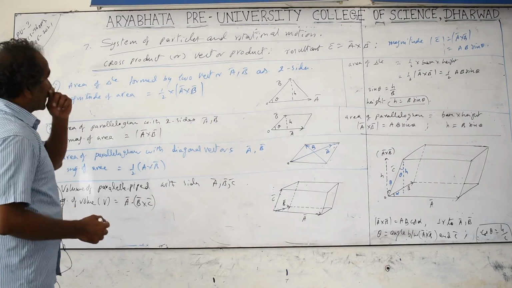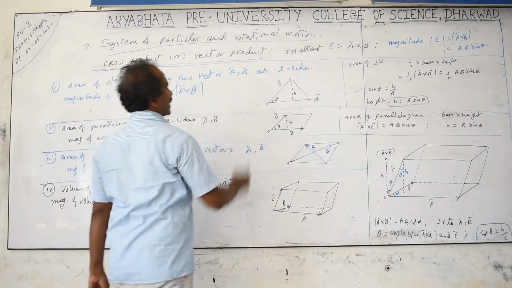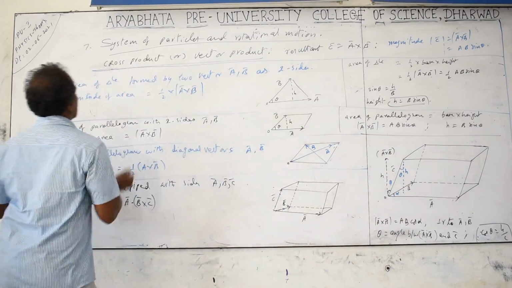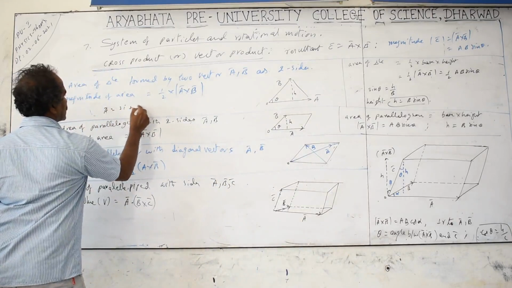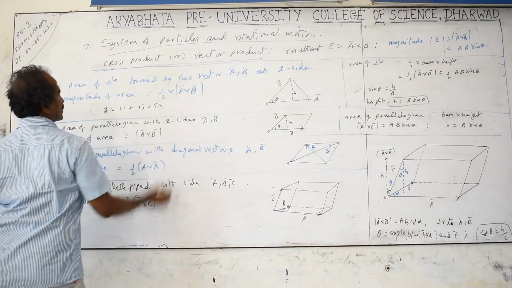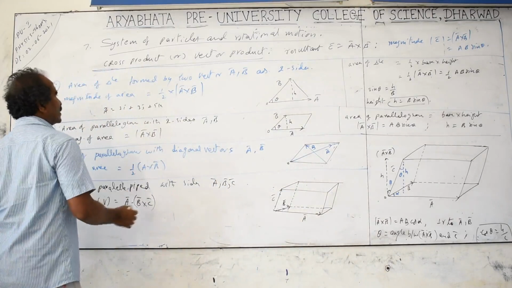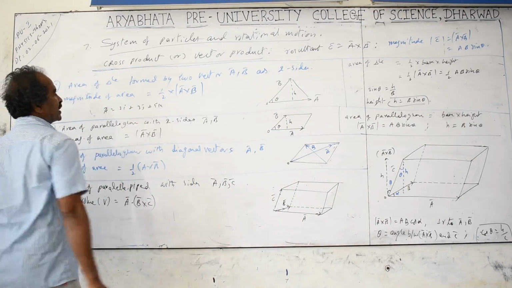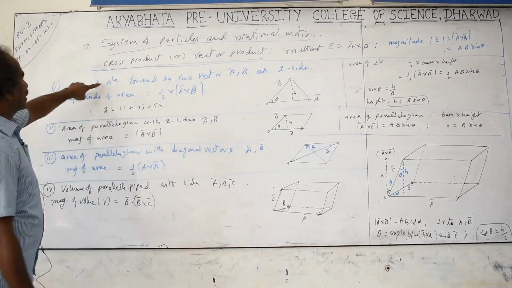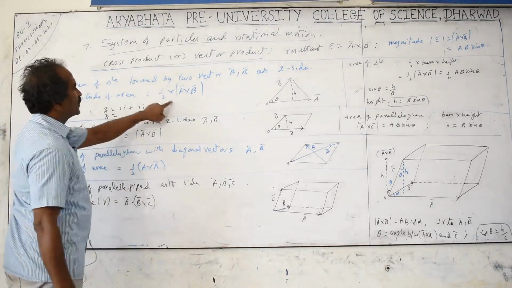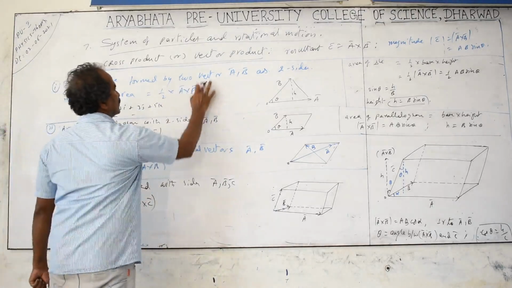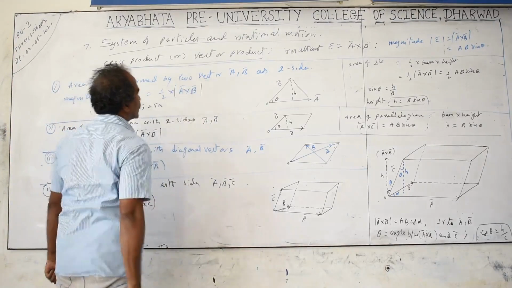Area of a triangle formed by two vectors A and B. Any two sides you take as the vectors. You will be given a vector A bar equal to 2i plus 3j plus 5k like this, and B bar also with components, and you will be asked to find the area. Area of the triangle formed by the A and B vectors is equal to half into the modulus, meaning magnitude, of A cross B.